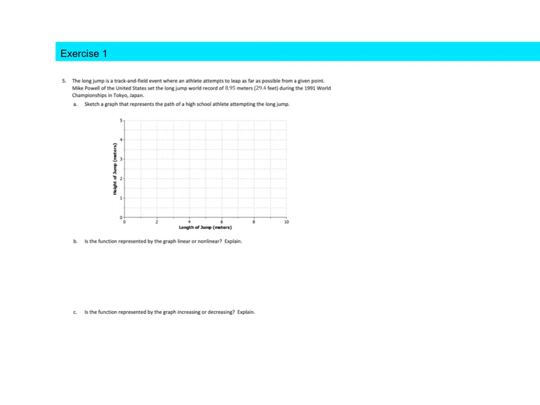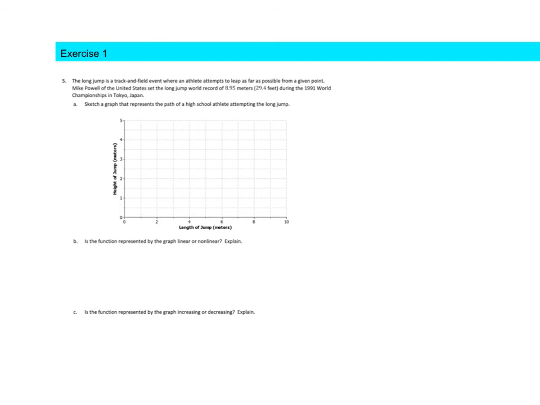All right, I want you to give this a go. It says the long jump is a track and field event where an athlete leaps as far as possible from a given point. Mike Powell of the United States set the long jump world record of 8.95 meters, which is almost 30 feet, during the 1991 World Championships in Tokyo, Japan. Sketch a graph that represents the path of a high school athlete attempting to jump. Okay?